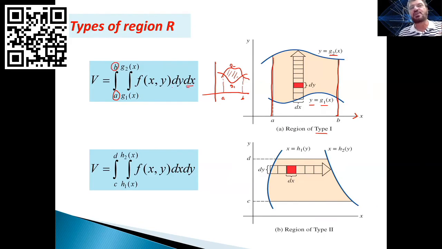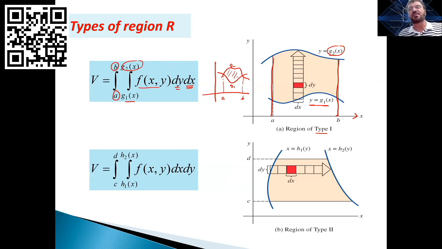And dx goes outside, guys. Region of type 1, we start with dx, that is points A and B. For y, goes inside, and what do we write? Who goes at the bottom? The function at the bottom is G1, so it goes down, and the top one is G2, goes here on the top. That's it. This is how you set up your volume.